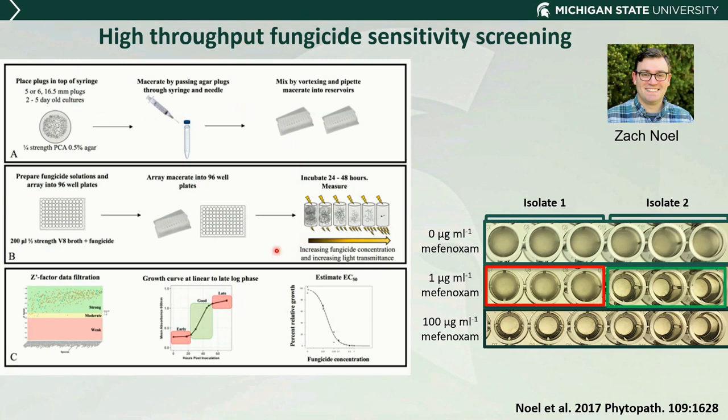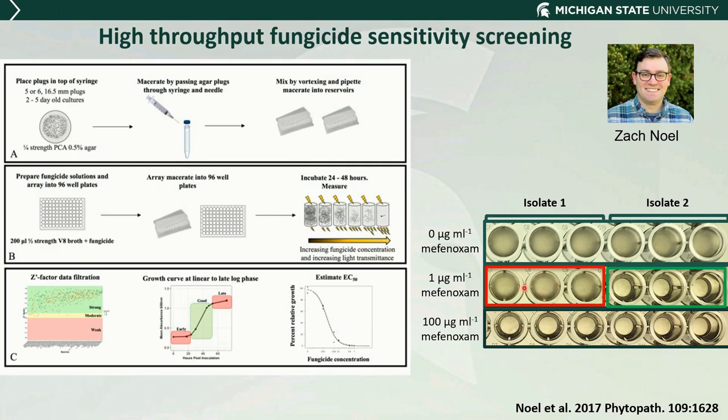Just a brief workflow through this, we would grow these isolates on a very gel-like media that was easily macerated by pushing agar plugs through the syringe, and then we would use that macerate to inoculate these 96 well plates that each have a different fungicide concentration in them. So when you're looking at the plates, each well would have a different isolate in it, or there might be multiple wells with the same isolate in them for testing.